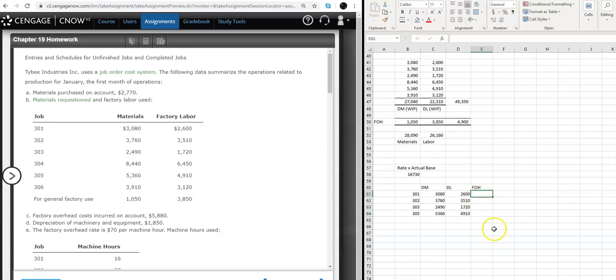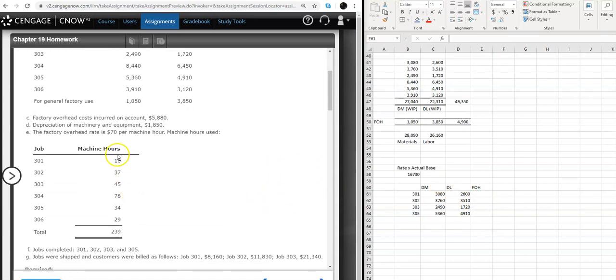All right, for factory overhead, we'll need to apply our rate times the actual machine hour for each job. So our rate is $70. So for job 301, it's 70 times 16 hours. For job 302, it's 70 times 37 hours. For job 303, it's 70 times 45 hours. For job 305, it's 70 times 34 hours.